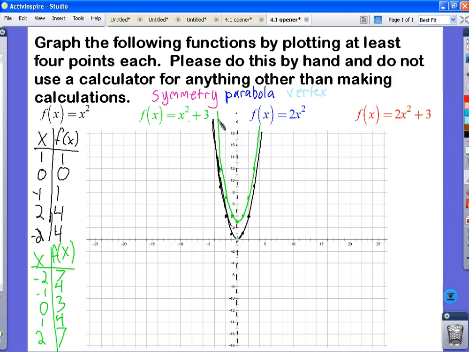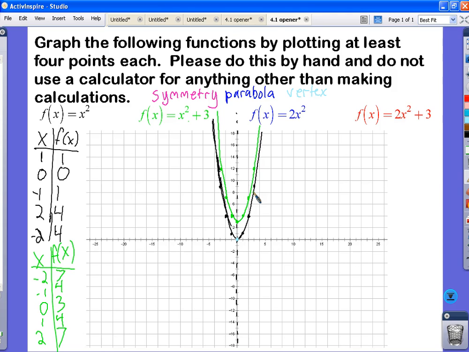So the equation looks different because we have plus 3. The outputs look different because they're 3 more than these outputs. We added 3 to each of those to get these outputs. How does it change the graph? How does the graph look different? It starts higher. Yeah, that's pretty much it. It just starts higher. It looks the same in every other respect, doesn't it? Looks exactly the same, only it's 3 up from the black one.